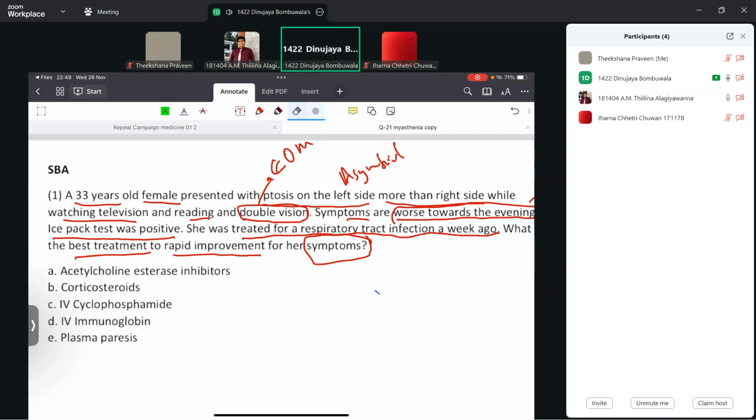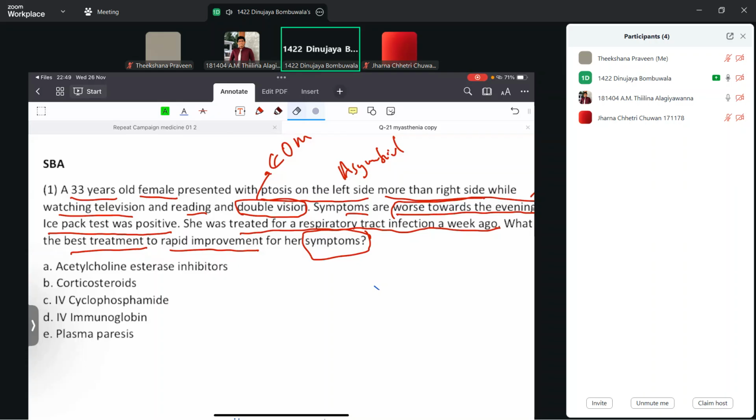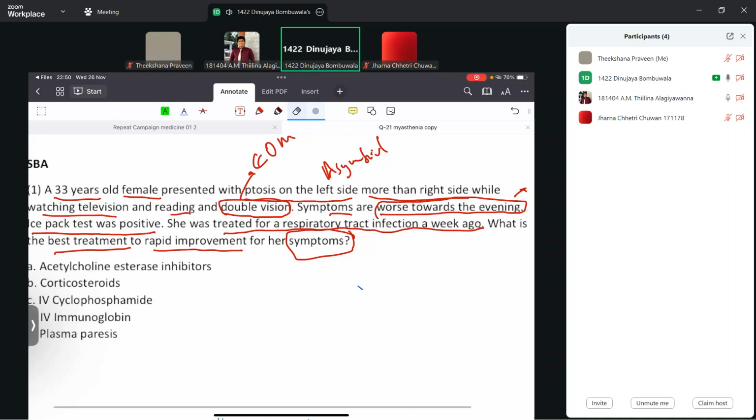It shows that there is fatigability. And the ice pack test we do for myasthenia gravis: when there is ptosis, we put the ice pack over the eye, and the weakness improves after that. And following a respiratory tract infection, this has occurred. The trigger for myasthenia gravis has been the respiratory tract infection.